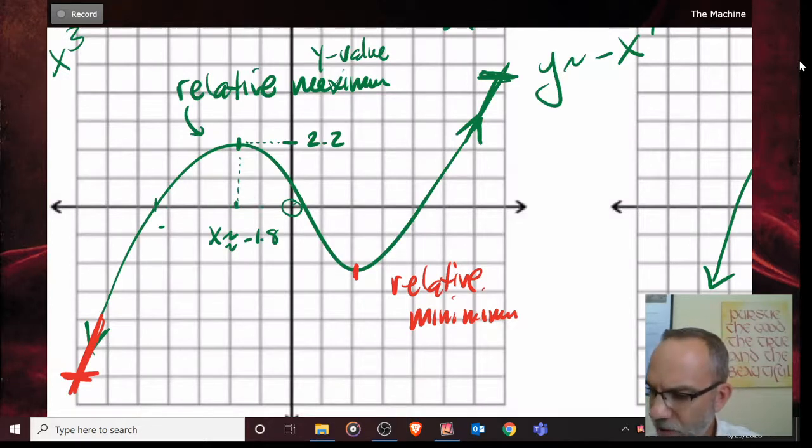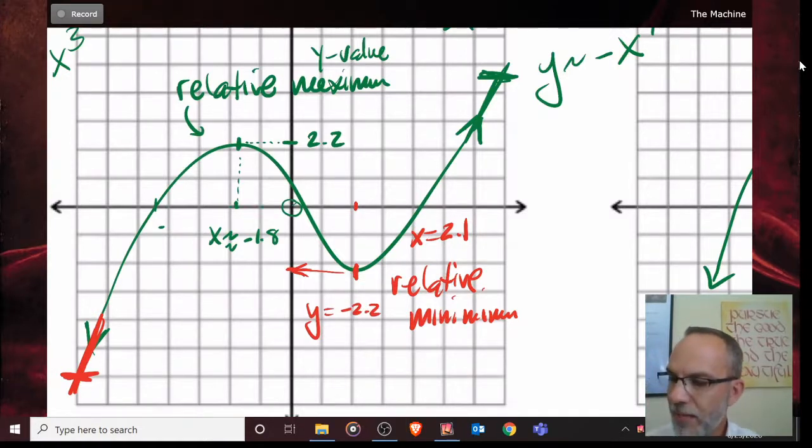So where does it occur? Well, this looks like it occurs when x is equal to maybe 2.1. It's just a little farther to the right than positive 2. And how low does it go? Well, the low values over there are like a y value of maybe negative 2.2, something like that. So I have a relative minimum at x equals 2.1, and the minimum value is negative 2.2. In other words, it doesn't get any lower here than negative 2.2. After it reaches negative 2.2, it turns around and goes back up again.